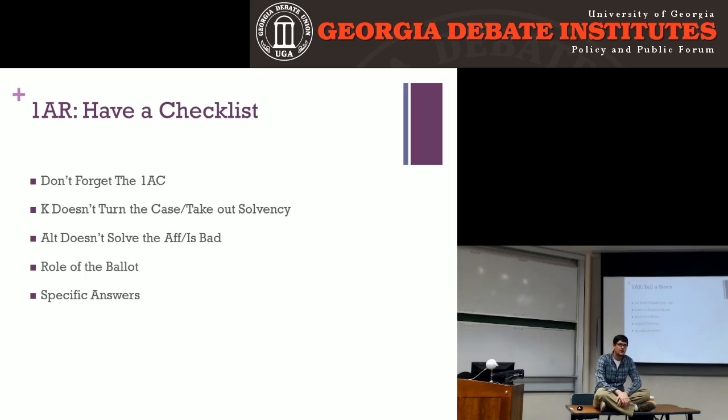Okay, 2AR, tell a story. Notice the first thing that you have to do for the 2AR: don't forget the 1AC. The 2AR is the place where you say, our advantage is really sweet, their framing is not a reason to reject the affirmative, the permutation is a preferable option, but our 1AC is definitely sweet.